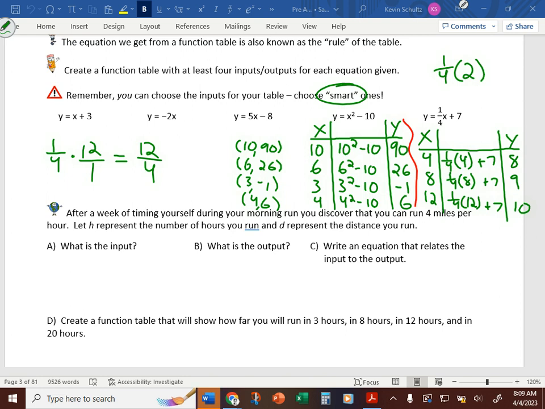So don't be afraid of fractions. We've worked with them enough to where you should have some tools for how to calculate with them. And like I said, the beauty of this is you get to pick what these values are. So make them smart. Okay, here's the application of this.